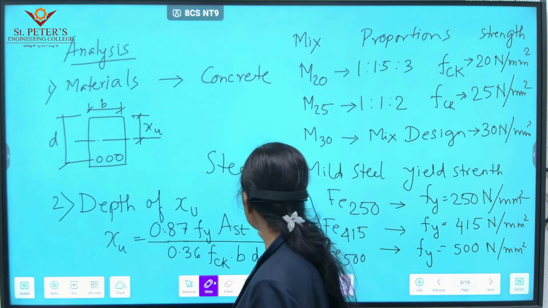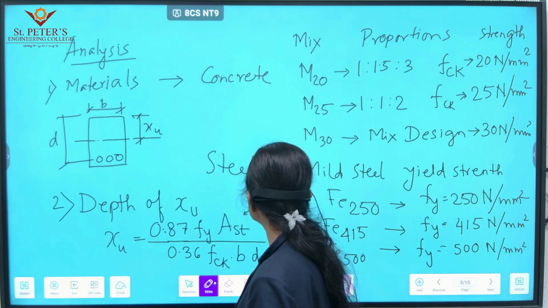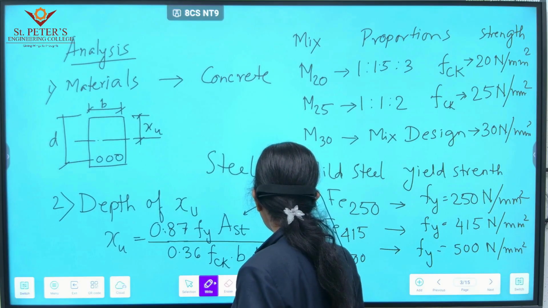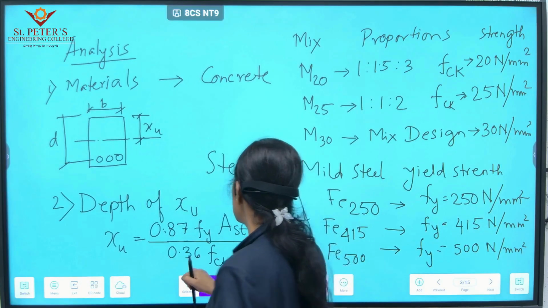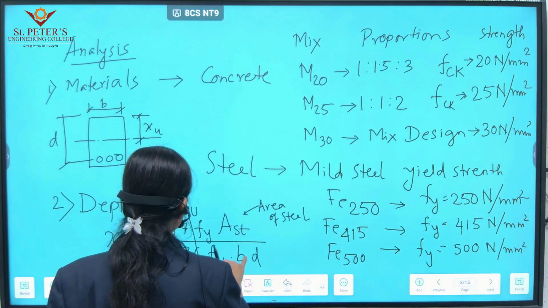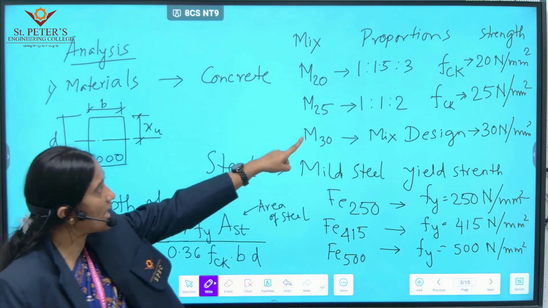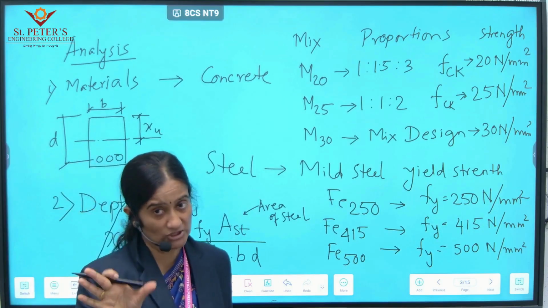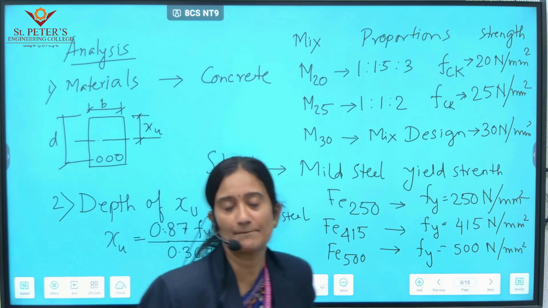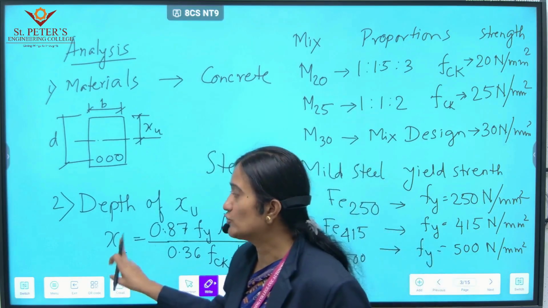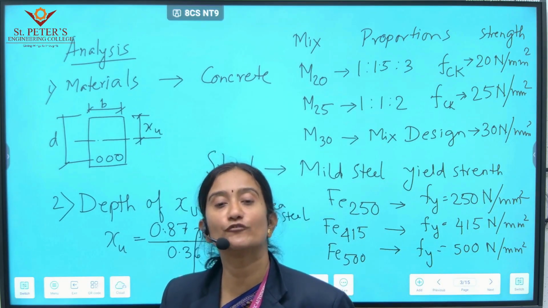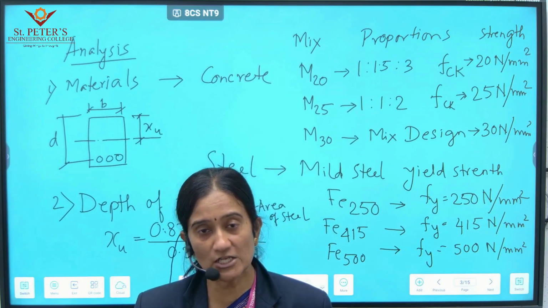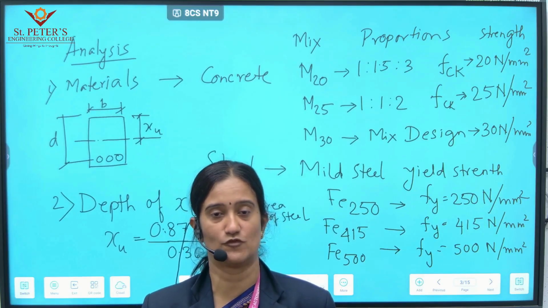Ast is the area of the steel, whatever steel area we are using, and 0.36 FCK bD. FCK is the strength of the concrete used, b is the width of the beam, d is the depth of the beam. After finding out the Xu value, we have to find out if it is a balanced section or an over reinforced section or an under reinforced section.